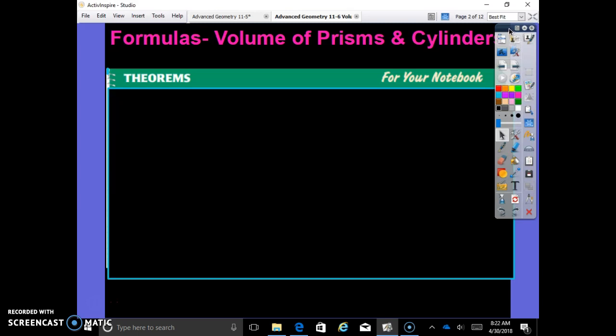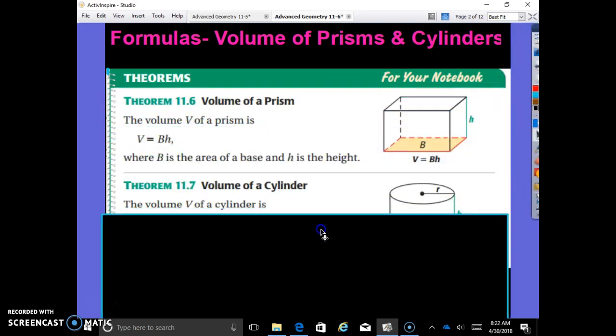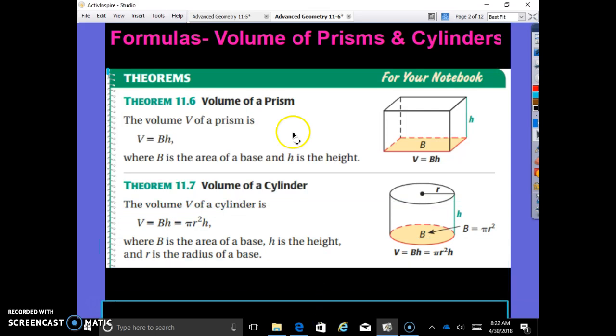Alright, so we have some formulas for the volumes of prisms and cylinders, and I need you guys to copy this for your notebook. The volume of a prism is the area of the base times the height. The volume of any prism is your area of your base times your height. And the volume of a cylinder is the area of the base times the height.